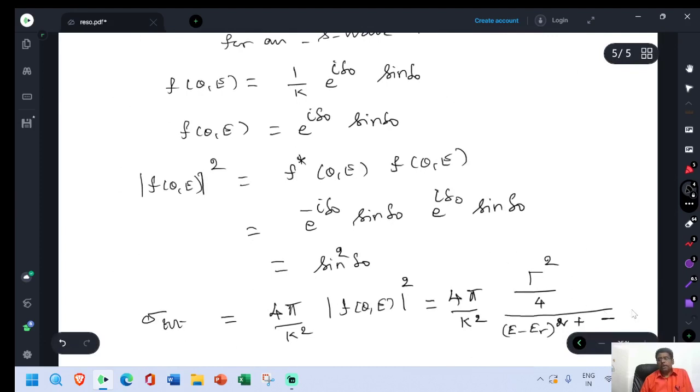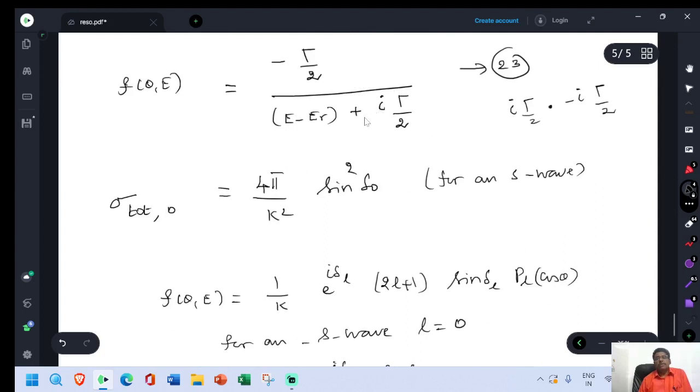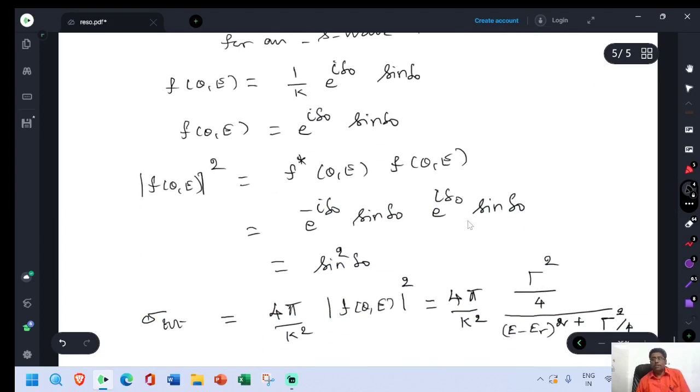Because we are taking the complex conjugate of this term, absolute square of f of theta comma E, not mere square. If it is mere square, this I square is minus 1, so we would arrive at minus gamma square by 4. But we are taking the complex conjugate of this entire absolute square of f of theta comma E. That means this term into complex conjugate: minus gamma by 2 into minus gamma by 2, plus gamma square by 4. E minus ER into E minus ER, that is E minus ER whole square. Here I into gamma by 2 into minus I into gamma by 2, therefore plus gamma square by 4.